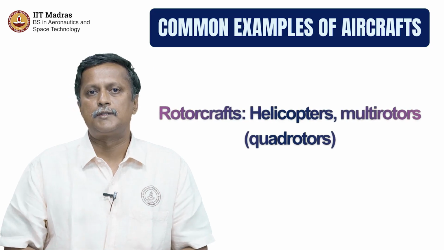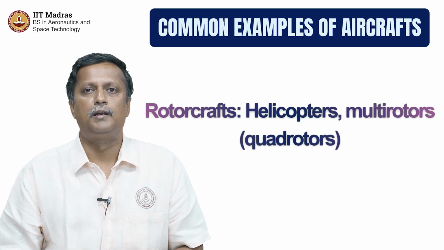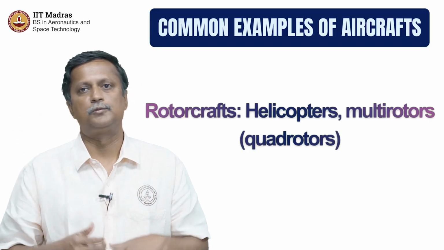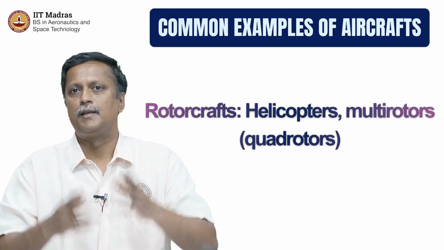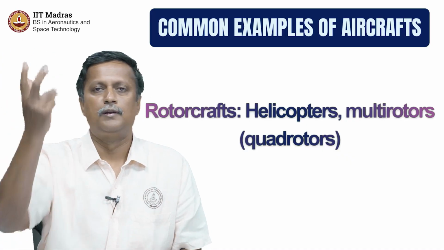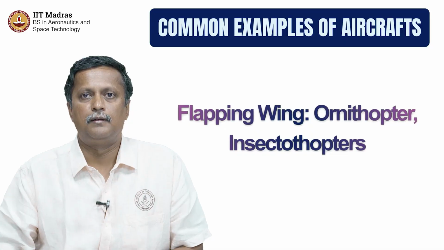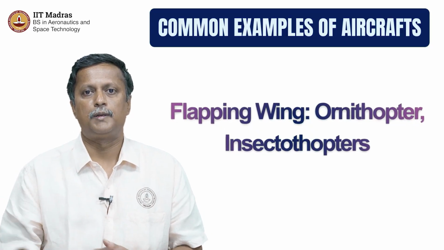Then there are rotorcrafts, helicopters, multi-rotors. The most common form of multi-rotors that we use are all these quad-rotors, which you see everywhere nowadays in marriage videos, wherever, any place where we want to take videos, there will be a small quad-rotor buzzing around taking the video. And then there are flapping wing aircrafts which we have developed, that is ornithopters, insectopters and so on. So these are all the common examples of engineered aircrafts, all the aircrafts engineered by human beings. So that's what we are looking at right now.